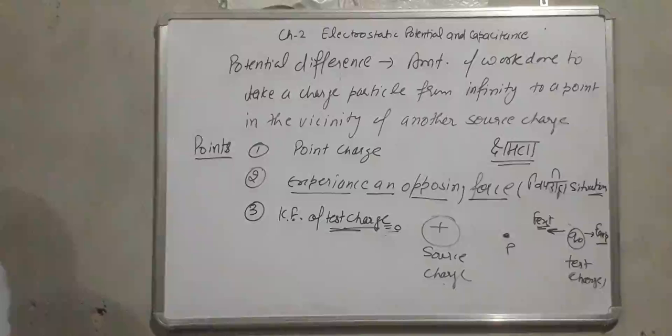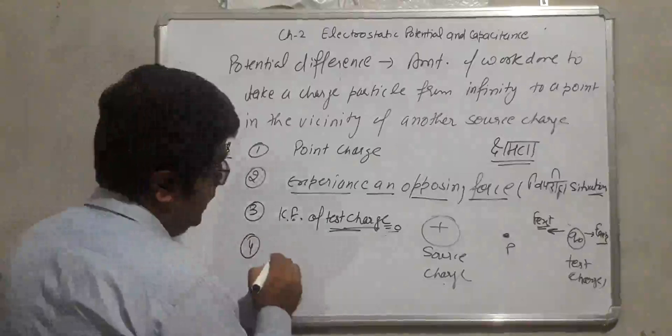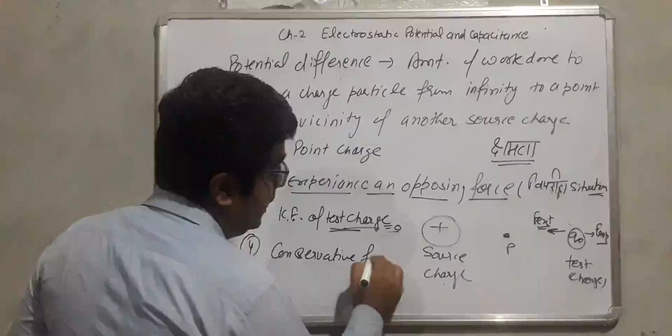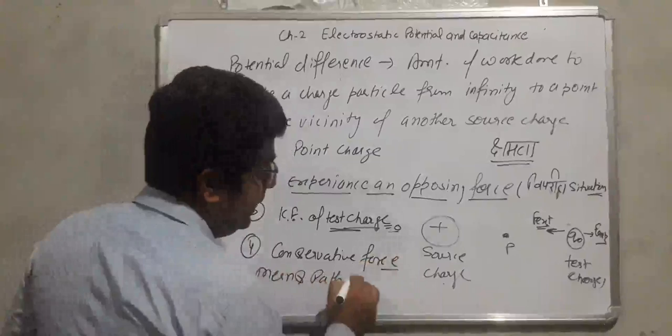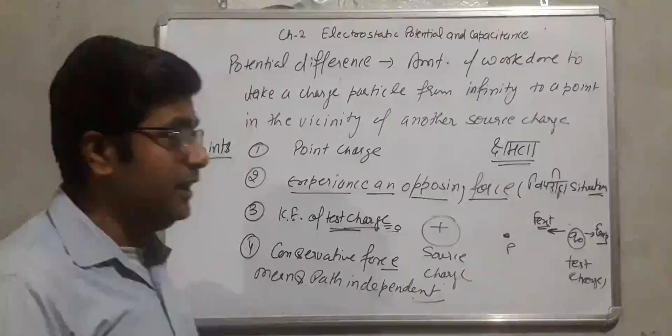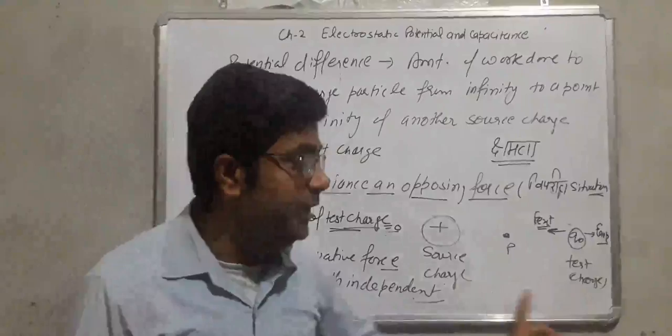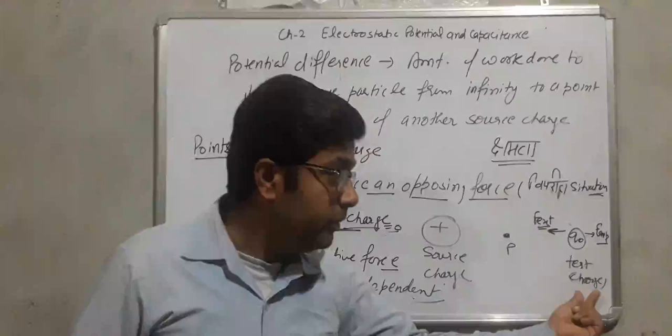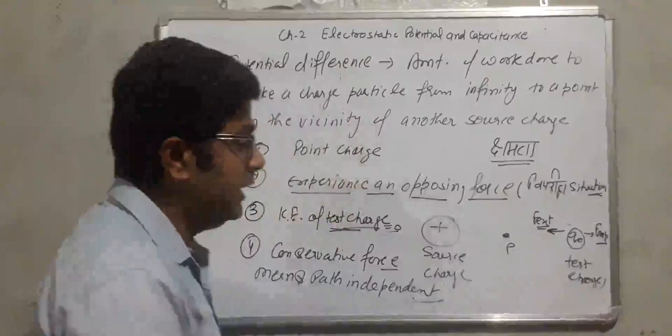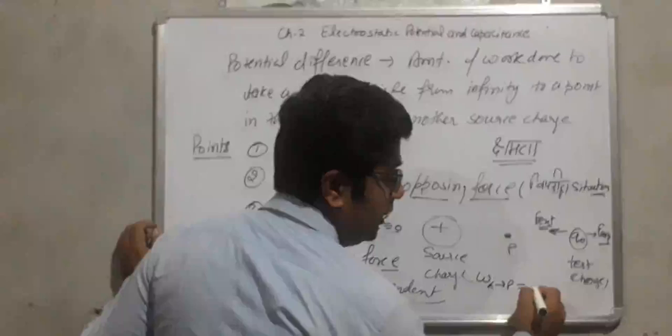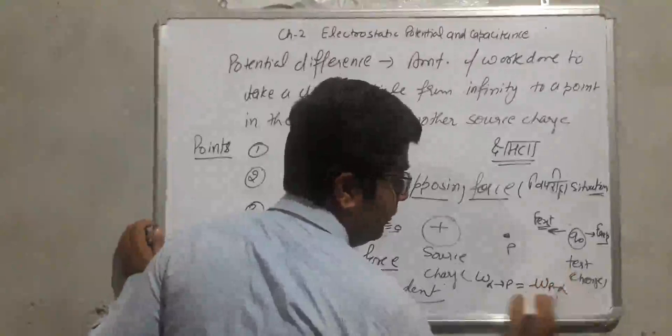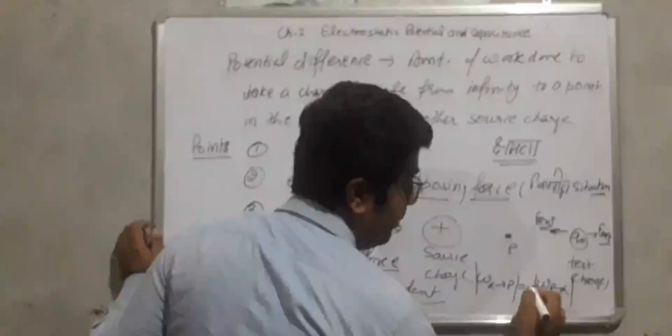And the fourth point is this electrostatic force is a conservative force. Conservative force means it's path independent. It means either we can calculate work done from infinity to point P, or we can calculate work done from P to infinity. Total work done will be zero. It means work done from infinity to P is exactly opposite to the P to infinity. Like this, work done from infinity to point P is equal to minus of work done from P to infinity. They both are equal in magnitude and opposite in direction. This negative sign tells us opposite in direction.